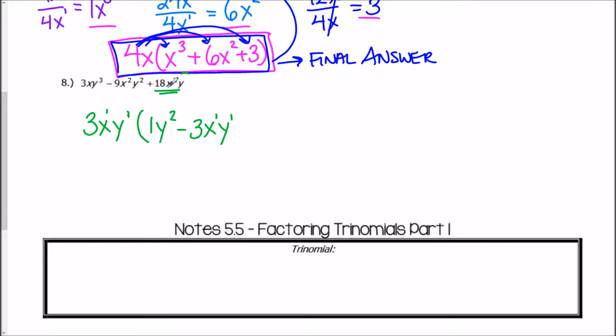Last term is 18x to the power of 3 y to the power of 1 divided by 3x to the power of 1, y to the power of 1. So 18 divided by 3 is 6. X to the power of 3 divided by x to the power of 1 is x to the power of 2. And then y to the power of 1 divided by y to the power of 1 cancels. And this is my answer right here. So I could just say it's 3xy. I don't need the invisible ones. I don't need this one here, so I can just say it's y squared minus 3xy. I don't need these ones here, plus 6x squared.